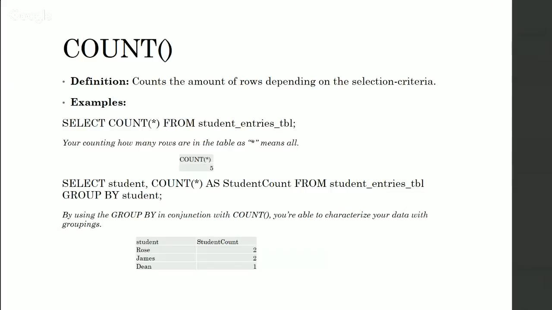But I do want to show the definition for count. What count does is it counts the number of rows depending on the selection criteria. So if you choose a selection criteria of all, it's going to count all the rows that are within that table.